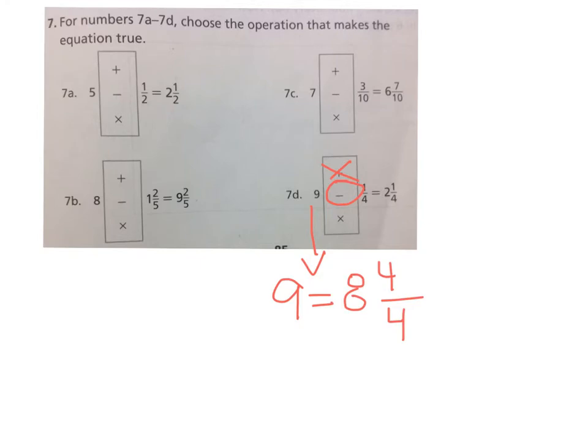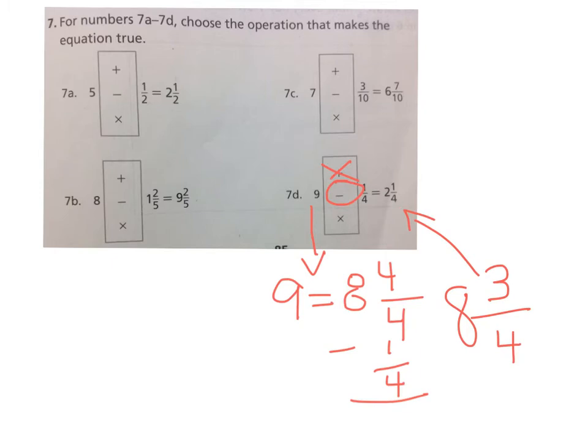So we now have 9 equal to 8 4/4. And we're going to subtract that by 1/4. 4 take away 1 is 3 over 4. And 8 take away 0 will give us 8. Now this answer is not the same as this, so we know that subtraction is not the operation.